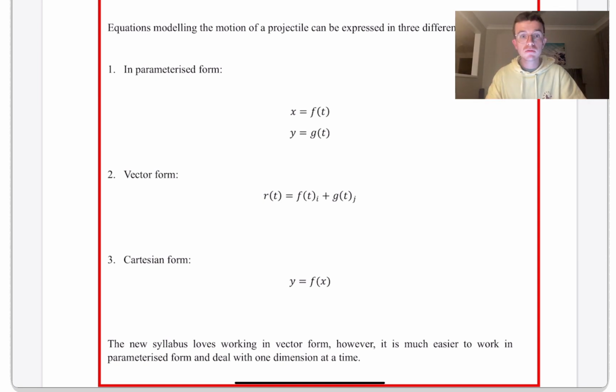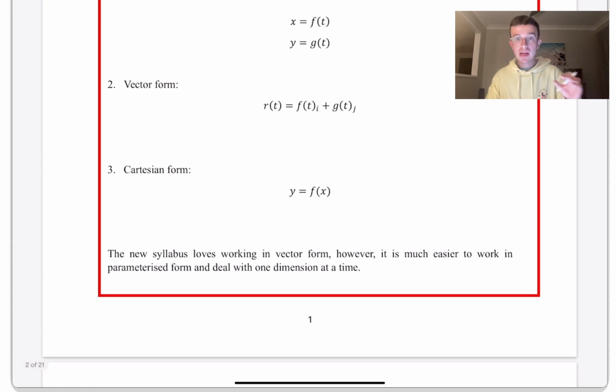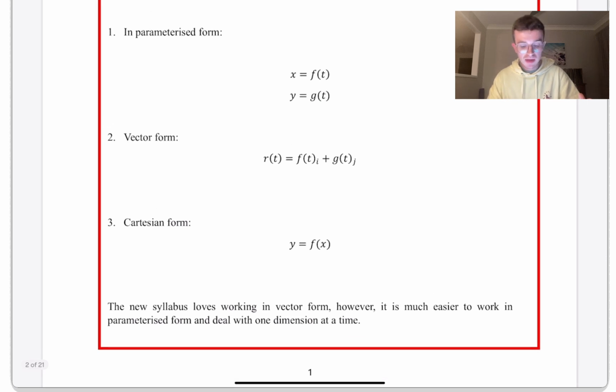You can work in vector form, which is just pulling those together and saying these ones are in the i direction and these ones are in the j direction. But often when you are given vector form, it's easier just to parameterize it and work it in individual dimensions. Last one, which we're going to learn more in the next video, is the Cartesian form. If we have a look at these 2 forms, they all involve some sort of parameter t. But we can eliminate this variable t to get what we call a Cartesian equation. And this Cartesian equation no longer has a variable t, it just has variables x and y.